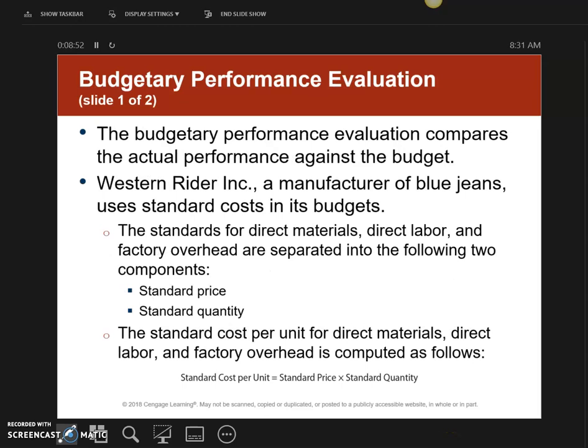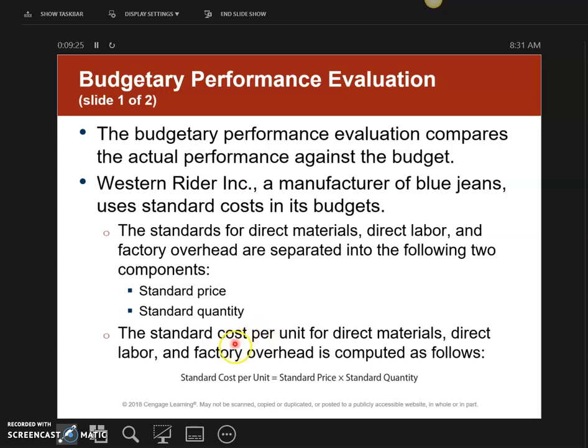So to start with, first of all, we have to have a budget set in place, which was Chapter 21. And our company is going to be called Western Rider. We're going to be a manufacturer of blue jeans, and we're going to use standard cost. So I've got standards set for my direct materials, my direct labor, and my factory overhead. And they're broken into two components: standard price and standard quantity, SP and SQ, because these are going to be initials. On my handout sheet, I have acronyms.